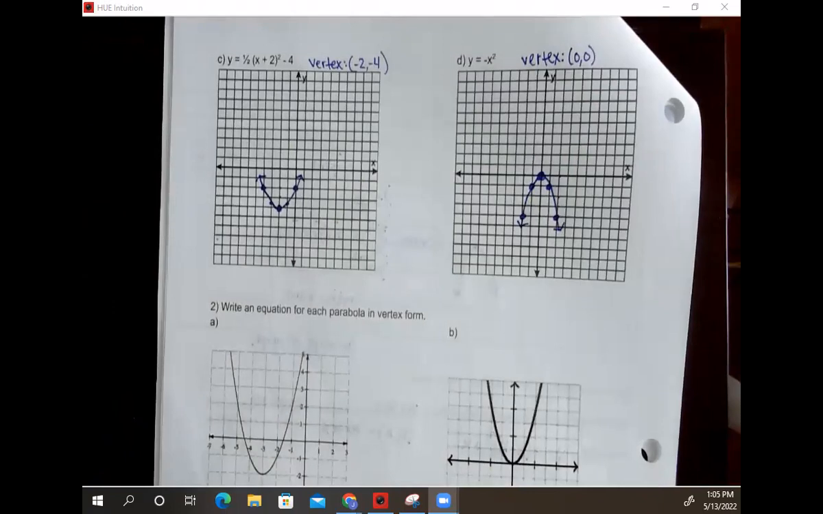Not too bad? Does it seem familiar? Yeah, we've done this a whole bunch of times.